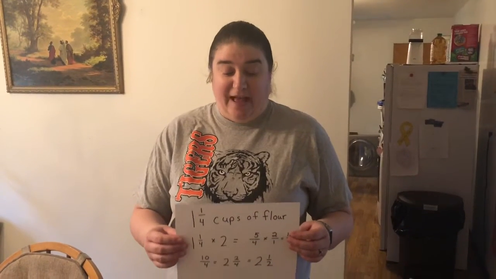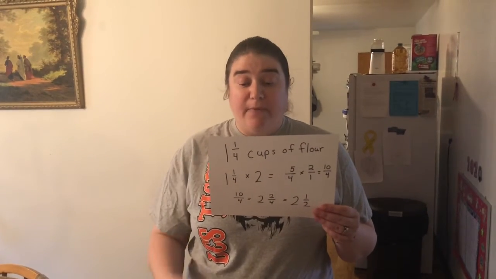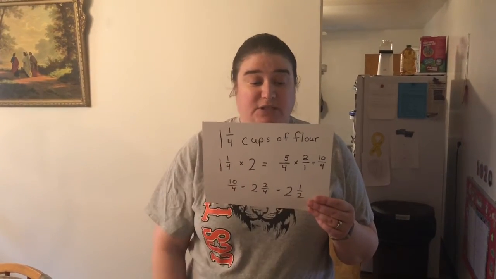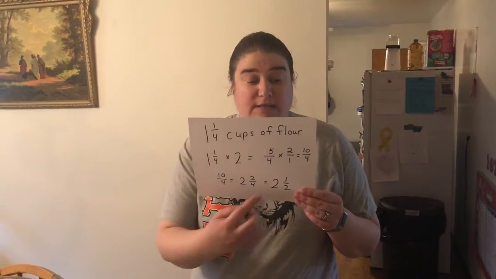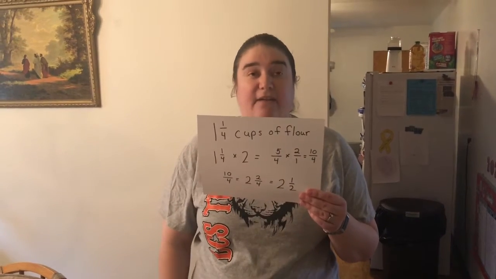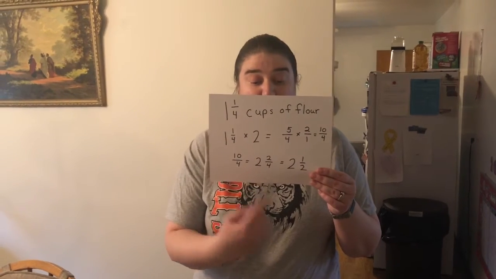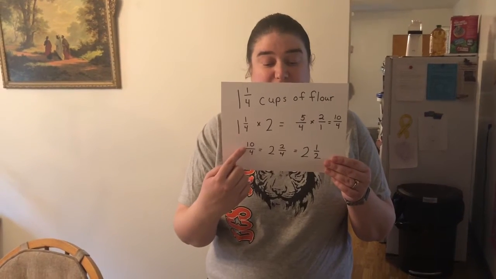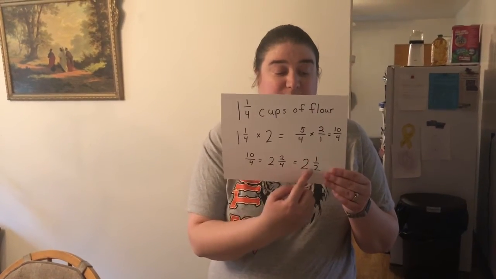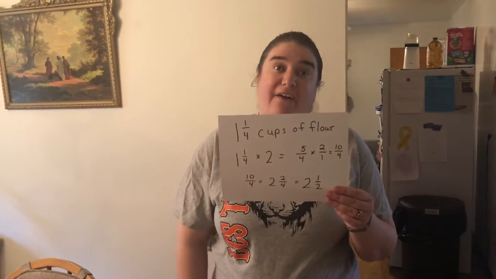Okay, next I'm going to need flour. My recipe calls for 1 1/4 cups of flour. If I want to double my recipe, 1 1/4 times 2. I take 1 1/4, that makes 5/4 times 2 over 1, that gives me 10/4. 10/4 is equal to 2 and 2/4 because I take 4 and divide it into 10. I have 2/4, that gives me 1/2. So to double my recipe, I need 2 1/2 cups of flour.